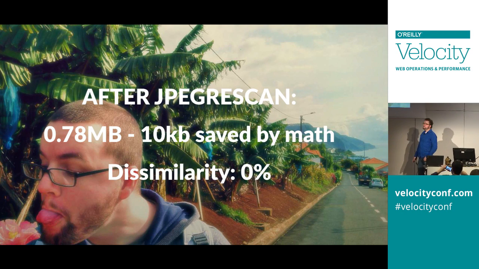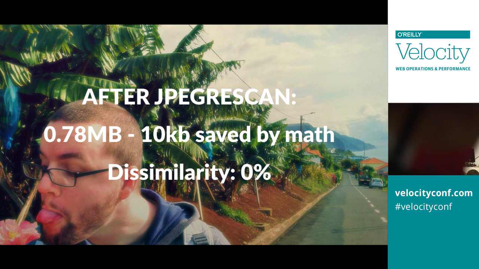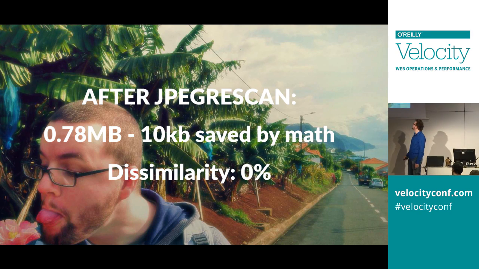So after JPEGRescan, we were at 0.79 and now we're at 0.78. We saved 10 kilobytes. And between the 0.79 and the 0.78, we still have a dissimilarity index of 0 because the Huffman table optimization is lossless again. So we're not dropping any information. This is just smarter math. This is just a compression table that enables JPEGRescan, JPEGTran, basically under the hood, to do a better job. And this is how we save another 10K.